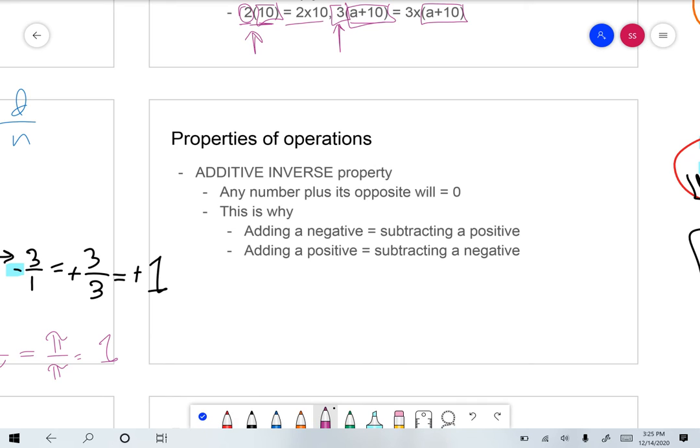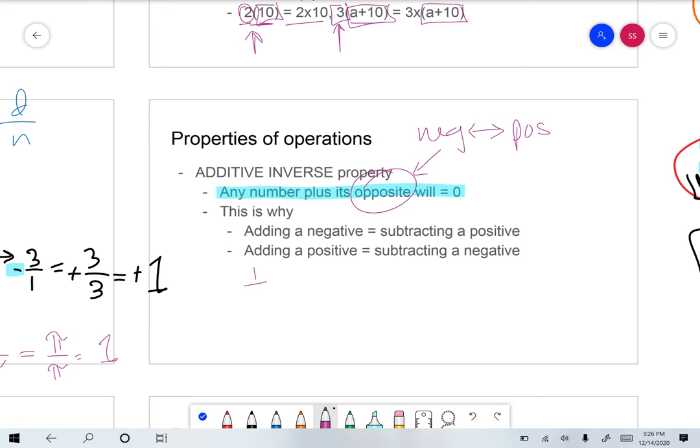Additive inverse. We're getting close, guys. Additive inverse. This one we've been talking about for a few weeks, so I'll kind of just breeze through this one. Additive inverse property states that any number plus its opposite will be 0. And what we mean by opposite here is negative versus positive.